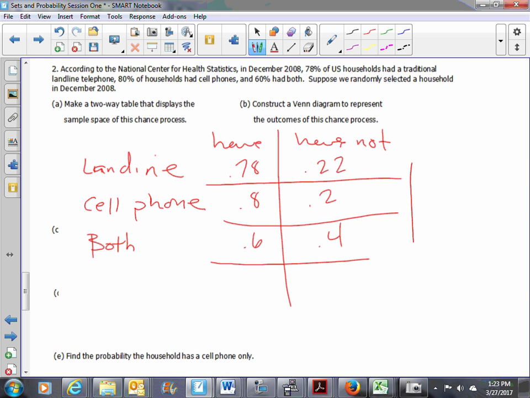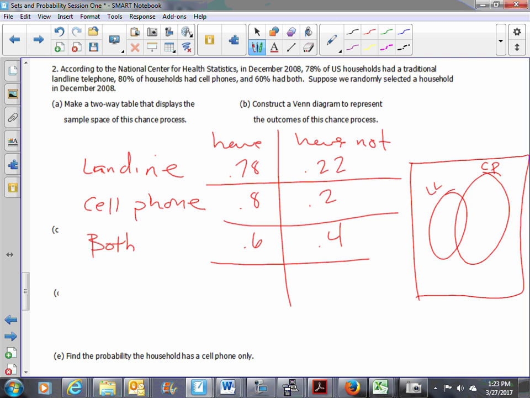Construct a Venn diagram to represent the outcomes of this chance process. Okay, now that might be a little bit easier. We got landline, cell phone. So we have a 0.6 here. We have a 0.18 here. We have a 0.2 here. And 0.6, 0.8, 0.98, 0.02.